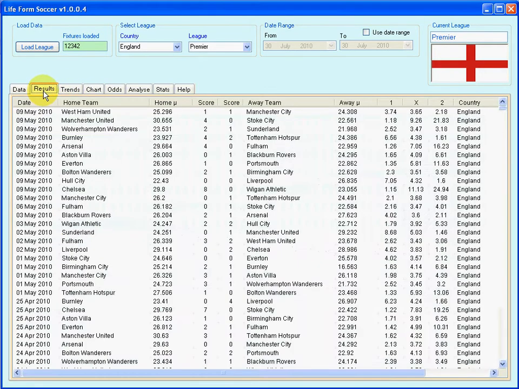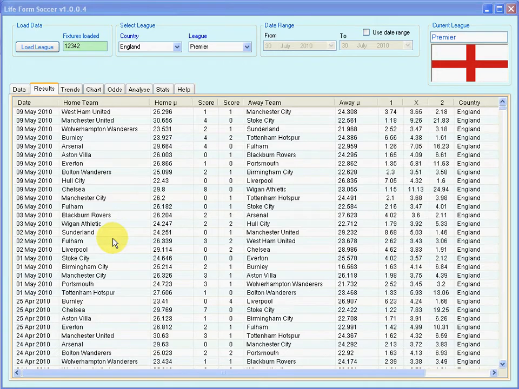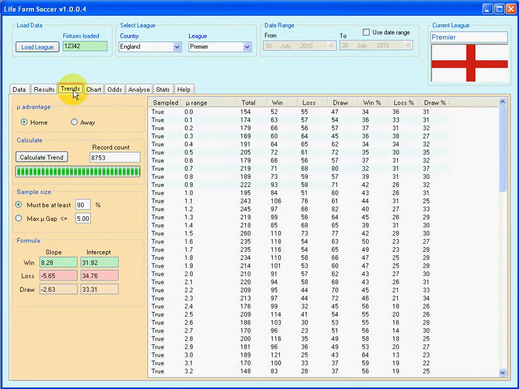So for example, if Chelsea with a home mu value of 29.8 was to play an away Manchester United with an away mu value of 29.232, the difference between these two values is 0.568. The home team has the advantage, so we calculate a home trend.